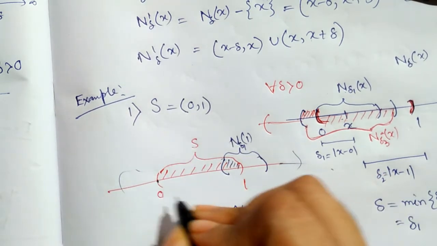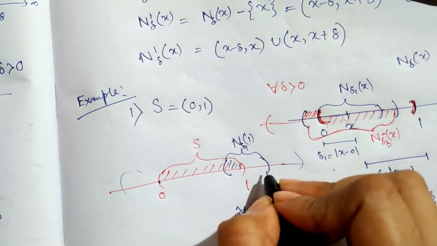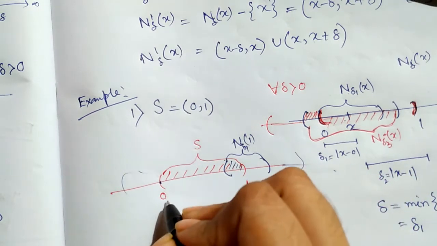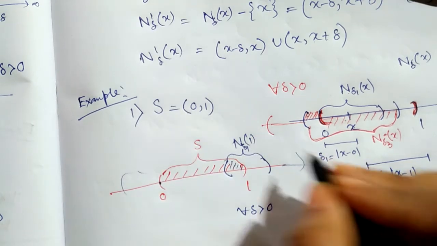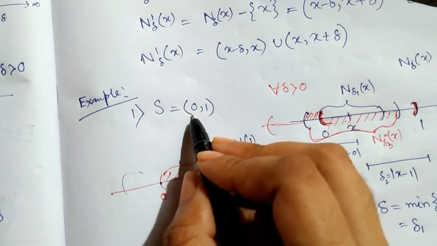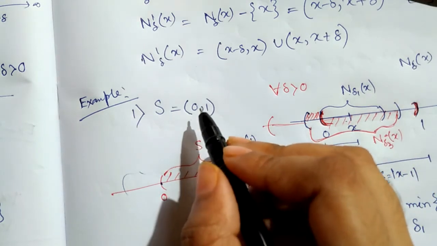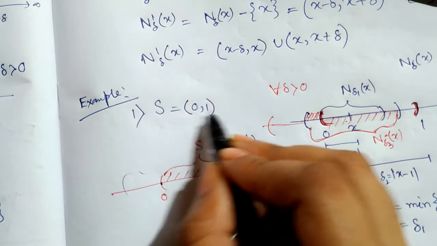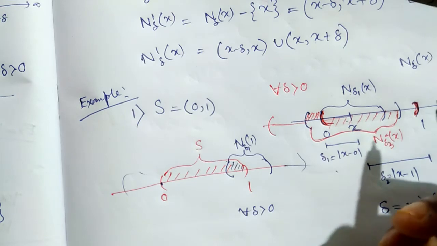Similarly, in case of 0, by a similar argument, 0 is a limit point of S. So in case of the open interval (0, 1), every member of this set is a limit point, along with the two endpoints, which are limit points of S.